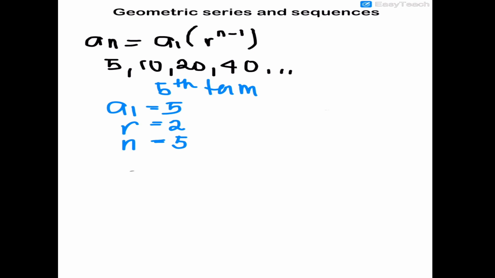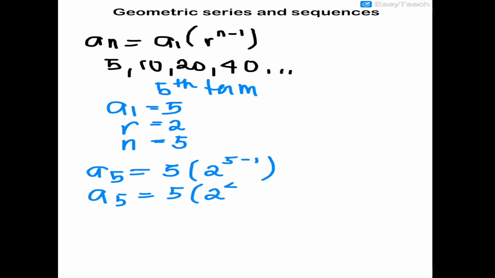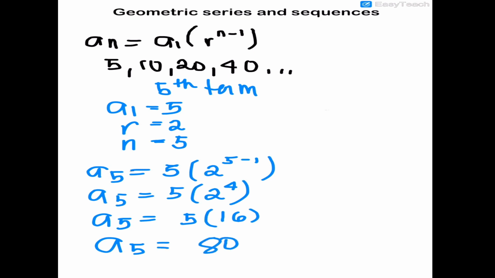So by substitution, we have a sub 5 is equal to 5 times 2 raised to 5 minus 1. So a5 is equal to 5 times 2 raised to 4. a5 now is equal to 5 times 16, since 2 raised to 4 is 16. Then finally, a5 is equal to 80. So this 80 here is the fifth term in this progression.